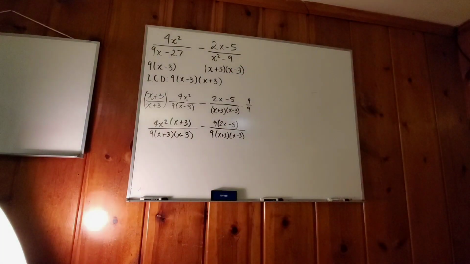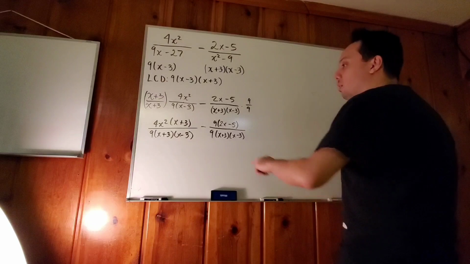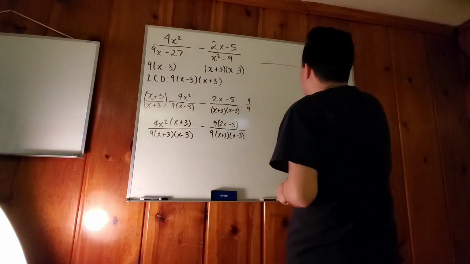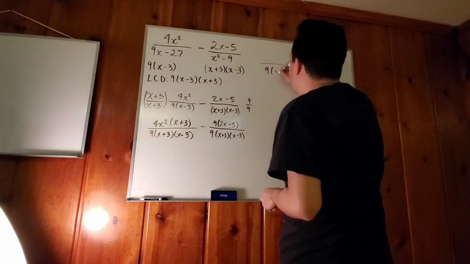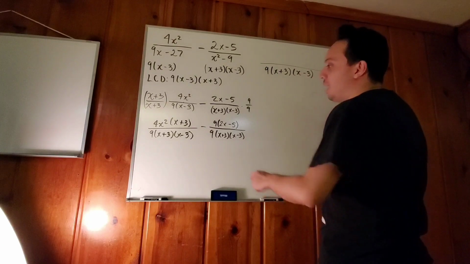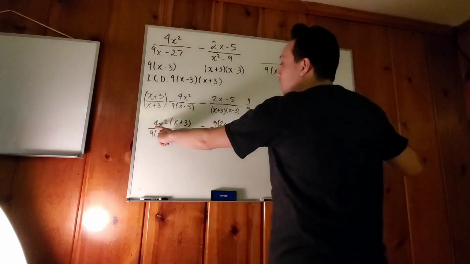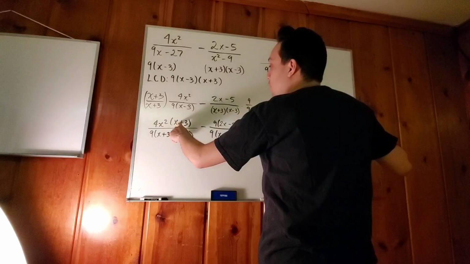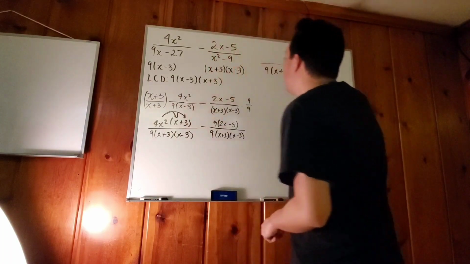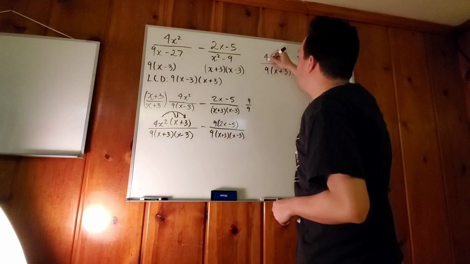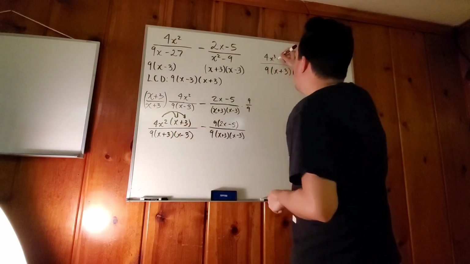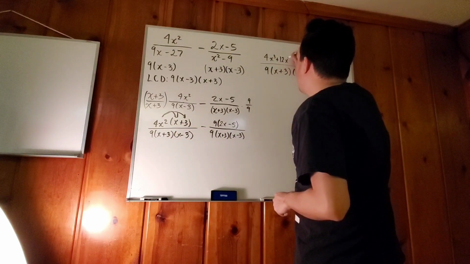Okay? So moving right along, we are going to combine the denominators because it's the same, and it's going to stay the same: 9x plus 3, x minus 3. And then we're going to multiply 4x squared times x plus 3. So we have to do the distributive property. And 4x squared times x is going to be 4x cubed. And 4x squared times positive 3 is going to be plus 12x squared.